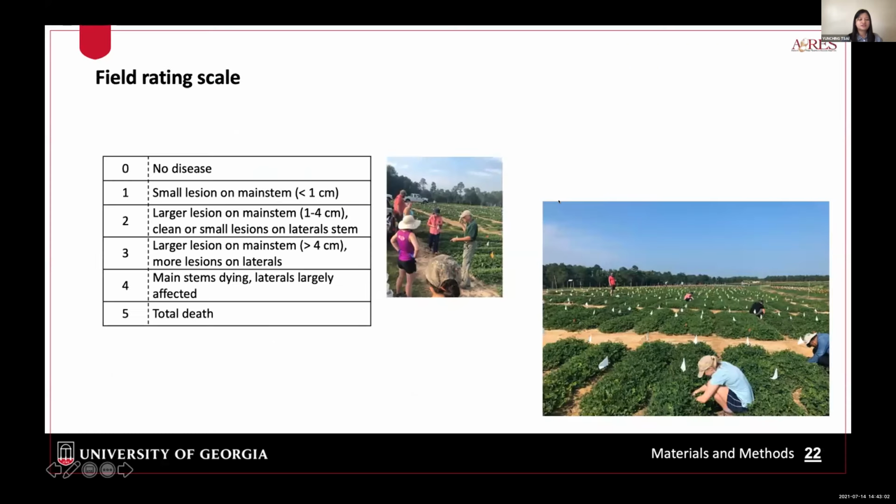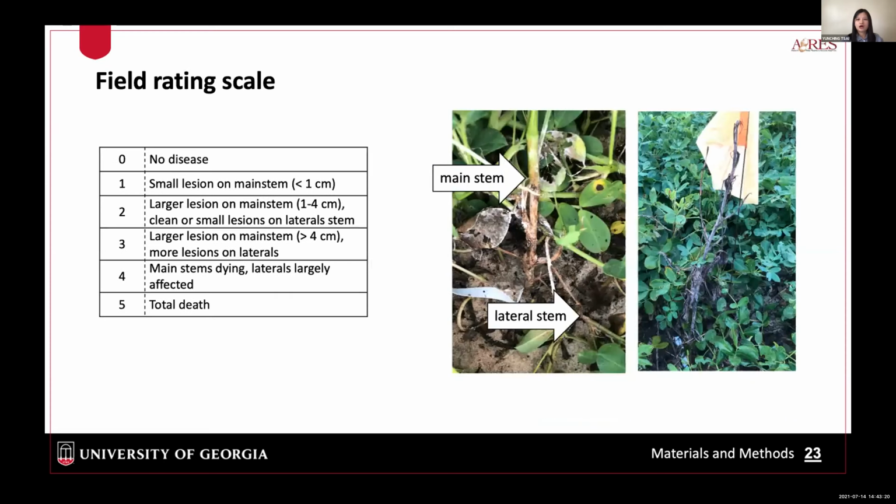A 0 to 5 rating scale was used. 0 means no disease, and 5 means the plant already died, and 1 to 4 represent in between. This rating scale was created in 2019 when we did our first trial in Tifton, Georgia. For more illustration about the rating scale, you can see that we just checked the lesion on the main stem and lateral stem, which represent the rating scale here, and the right-hand side picture shows the dead plant.